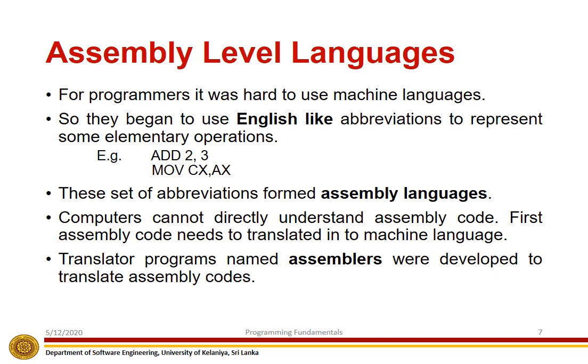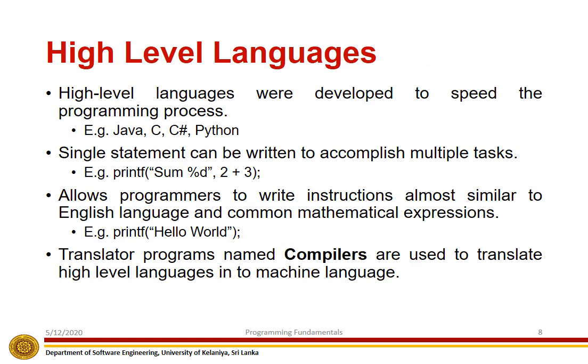We call them high-level languages. High-level languages are easy to code, easy to learn, and human familiar. High-level languages were developed to speed up the programming process. Earlier I also mentioned some examples of high-level languages. Here there are some examples: Java, C, C#, Python, all are high-level languages. And a single statement can be written to accomplish multiple tasks.